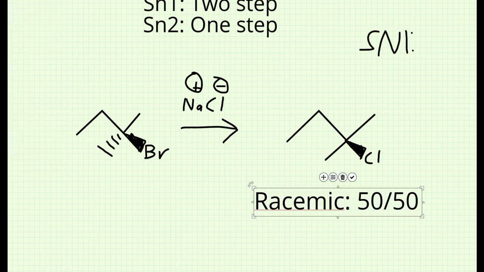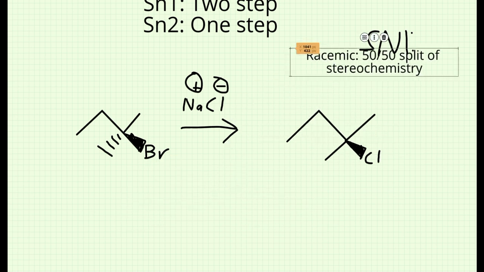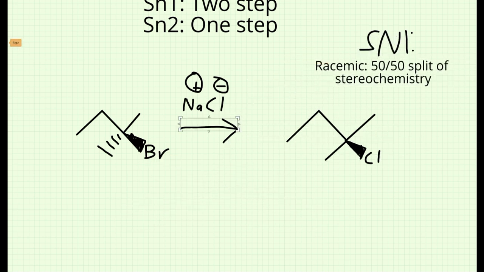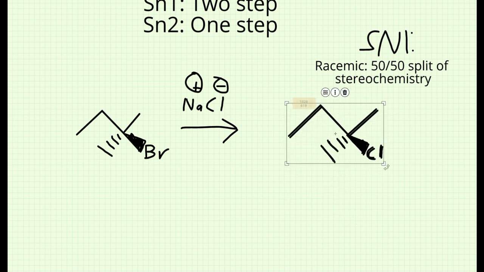It is a 50-50 split of stereochemistry. So this SN1 will be racemic. Let us draw out what that looks like, because you might be thinking, well, how is it going to be a split if it's going to be 50-50? So say you're in the laboratory, say you have your OChem lab.